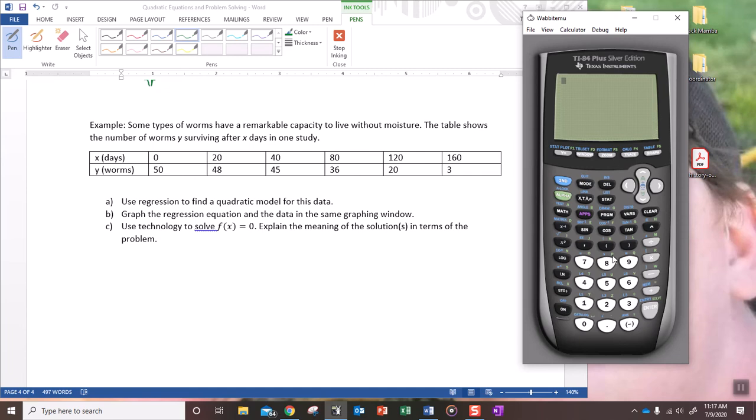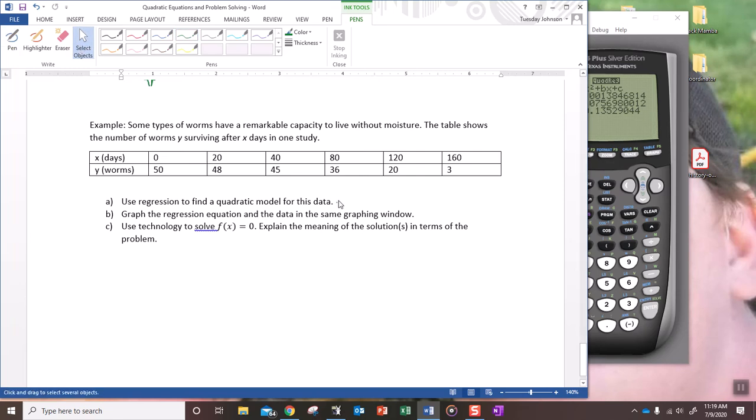So the first thing we're going to do is go to stat and enter our data. In list 1, we're going to put the X values. And in list 2, we'll put the Y values that correspond to them. Now we're told that we want to find a quadratic model, so I'm going to quit out of here, go back to stat, and calculate a quadratic regression. So that's number 5. List 1 is my X value, list 2 is my Y value. I want to store this equation, so I'm going to go to variables, over to Y variables. I want functions, I want Y1. So this will allow the graph to show at the same time, and I can calculate my quadratic regression.